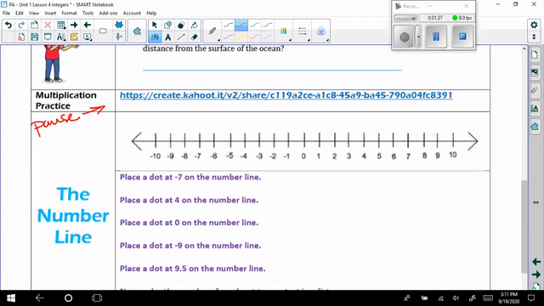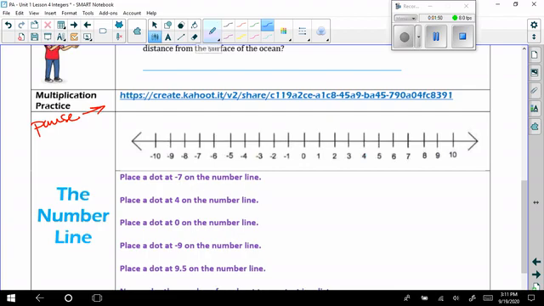All right, welcome back. Here we are going to be on the number line. So here's a number line. It does have the positives and the negatives, so it's an integer number line. In between, it counts for all the rationals as well. So all your rational numbers will fit on this, as well as your irrational, so the real number system. Place a dot on the -7 on the number line.